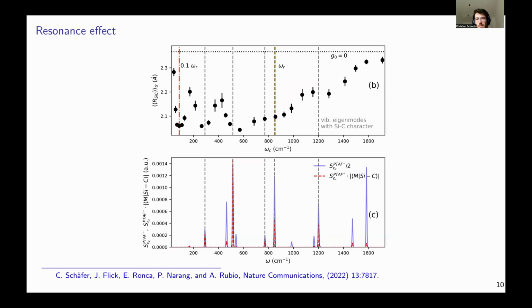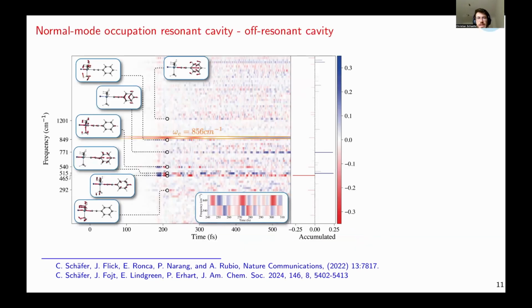So you can try to understand this a bit more in detail of what potentially the mechanism is here. And what I've shown you here is the difference in mode occupation between the resonant cavity and the off-resonant cavity. So basically, you can see that a lot of vibrational energy is kind of redistributed during the chemical reaction inside the system. And some modes are more strongly affected than others. Those modes that are more strongly affected than others are the ones that have a strong silicon carbon character. Again, makes a lot of sense, right? Because it's involved in the chemical reaction.